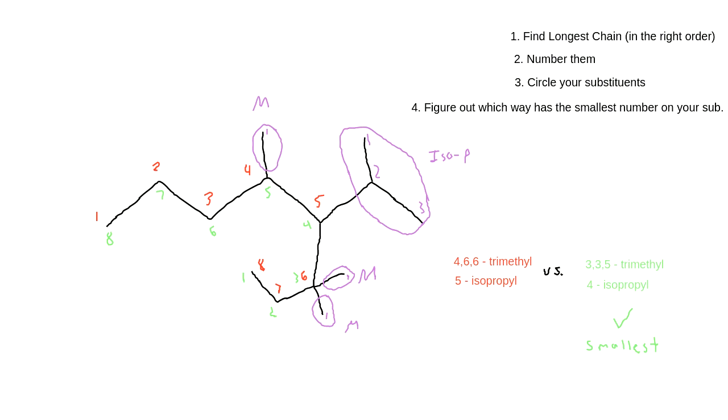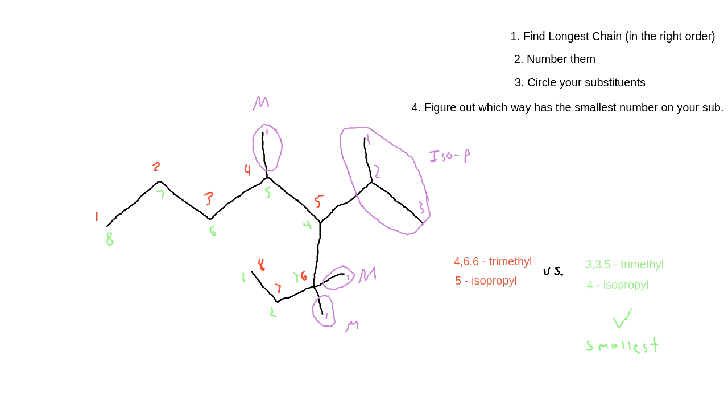Someone said 4-isopropyl, 3,3,5 trimethyl octane. Okay, yeah, that's perfect, except obviously you want your dashes in between. So I'm going to type out the right answer.